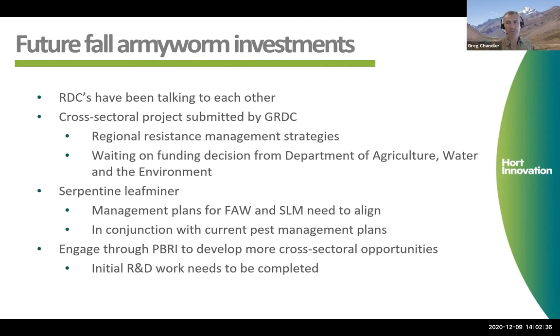We're engaging through that Plant Biosecurity Research Initiative, or PBRI, network to develop more cross-sectoral opportunities as they arise. But we need that initial R&D work to start to settle so that we can go back to the gap analysis that Stuart put up earlier and the other research priorities and start to prioritise the funding for them and get those underway. So there's a lot of things happening at once at the moment in the background that need to happen so that we can get on with it in the foreground.